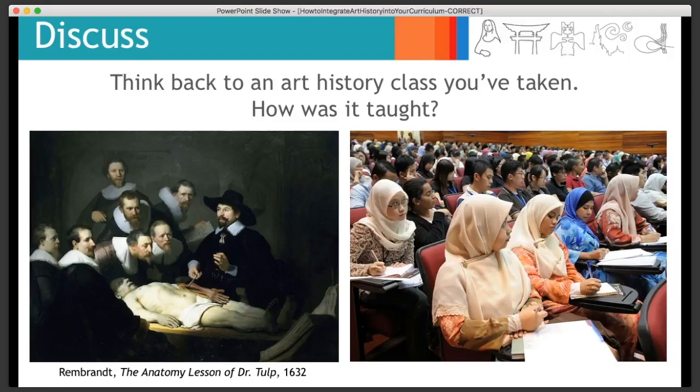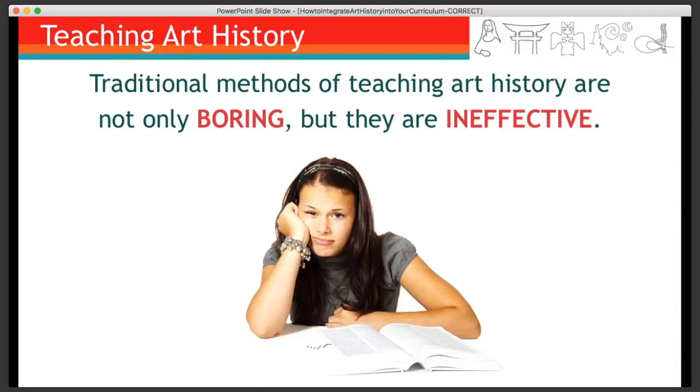And then I had one who took videos of himself walking around Pompeii. And we watched the videos of him walking around Pompeii talking about the stuff there. And it was just like, oh my gosh, this is so passive. So traditional ways of teaching art history are not only boring, but they are ineffective.